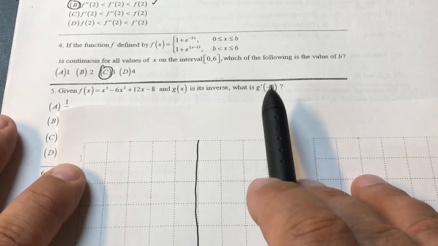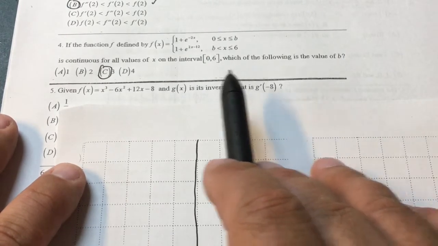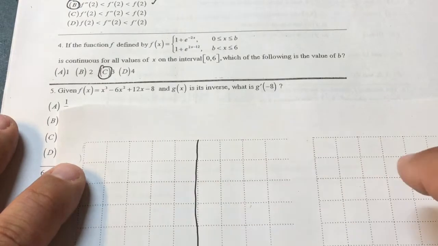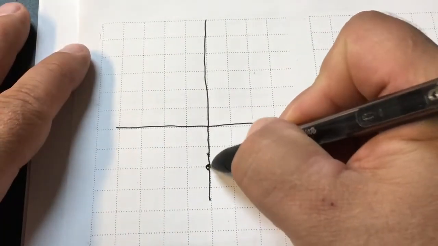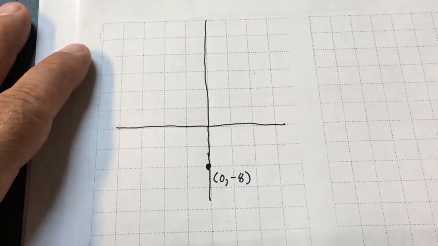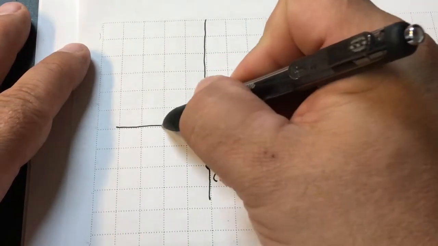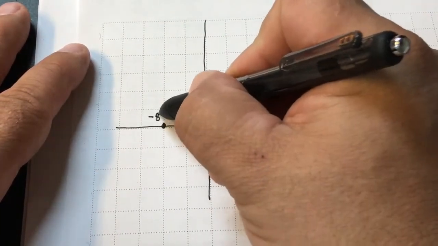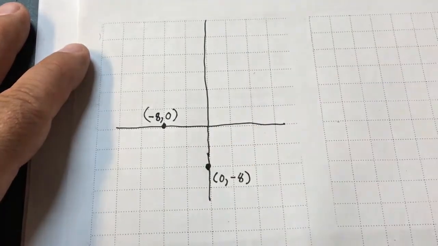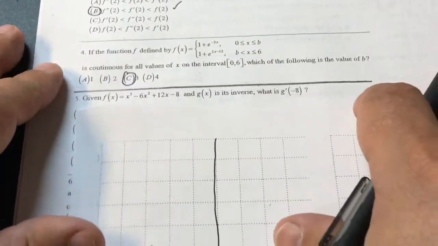The only way I can do this is if they ask g prime of negative 8, because this graph, f of x, goes through 0, negative 8. I'm not supposed to have graph paper, but I'm going to call that 0, negative 8. Now the inverse of that will have a point at exactly negative 8, 0. I don't know what this curve is going to look like. Well, I do know what this curve is going to look like. It's going to be a cubic.